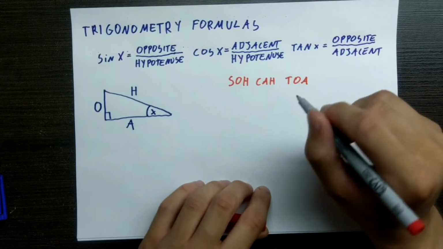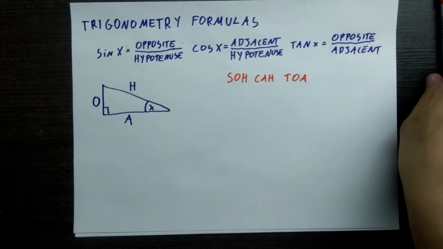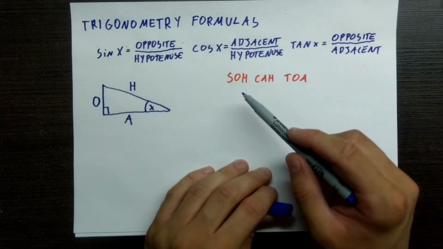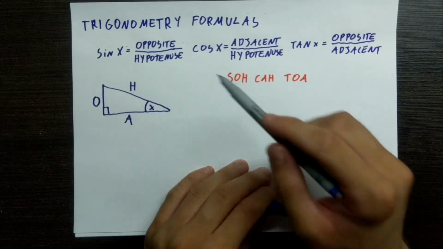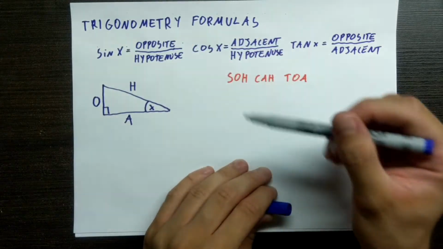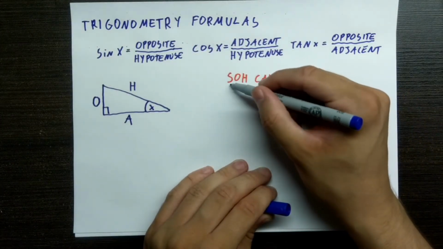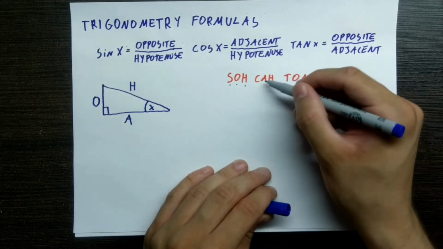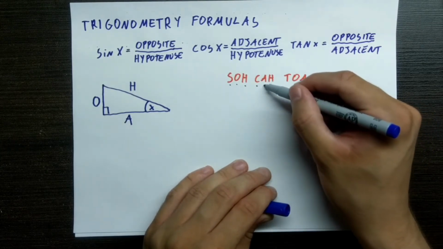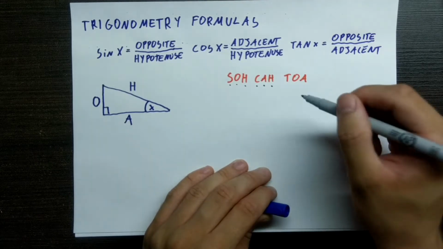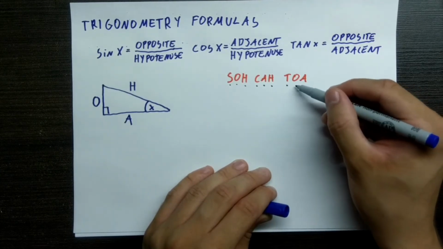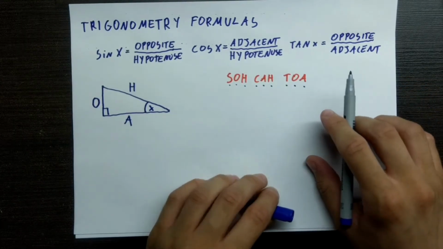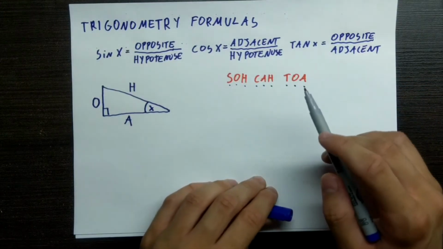Now, what does it mean? Well, it's a little code word that we can use to figure out which of these formulas go which way. So, SOH is sine, opposite, divided by hypotenuse. CAH is cosine, adjacent, divided by hypotenuse. TOA is tan, opposite, divided by adjacent. So that's what we can use to try and remember these formulas.